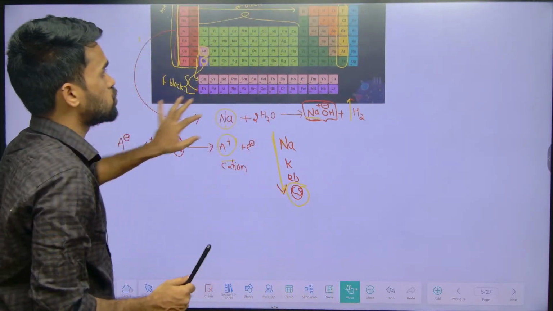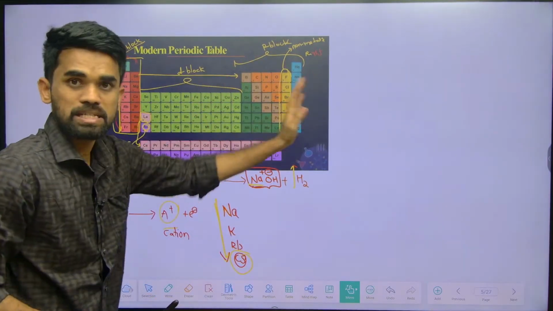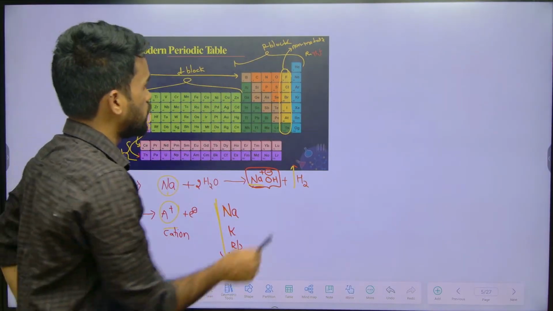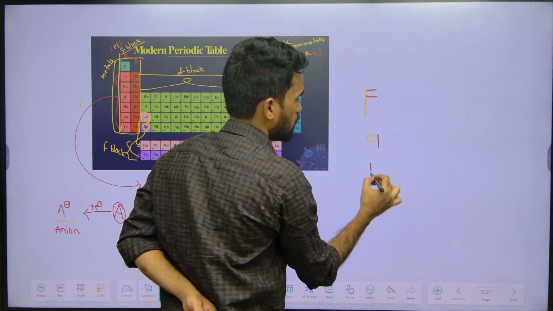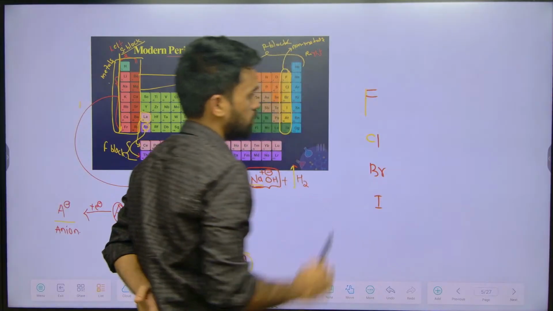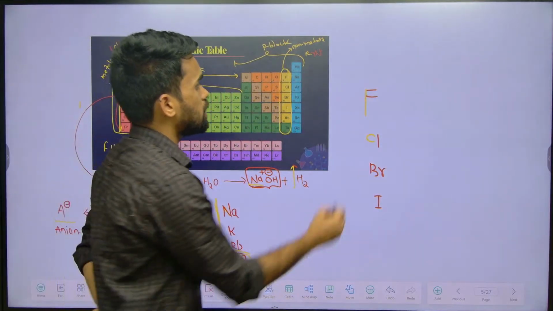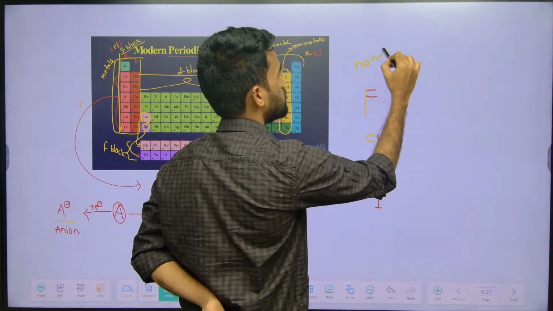Remember like that. Now when you take this side elements, like p-block elements, let us consider halogens. So halogens like fluorine, chlorine, bromine, iodine, if you consider, how will they be? These are non-metals, I am saying. Non-metals.